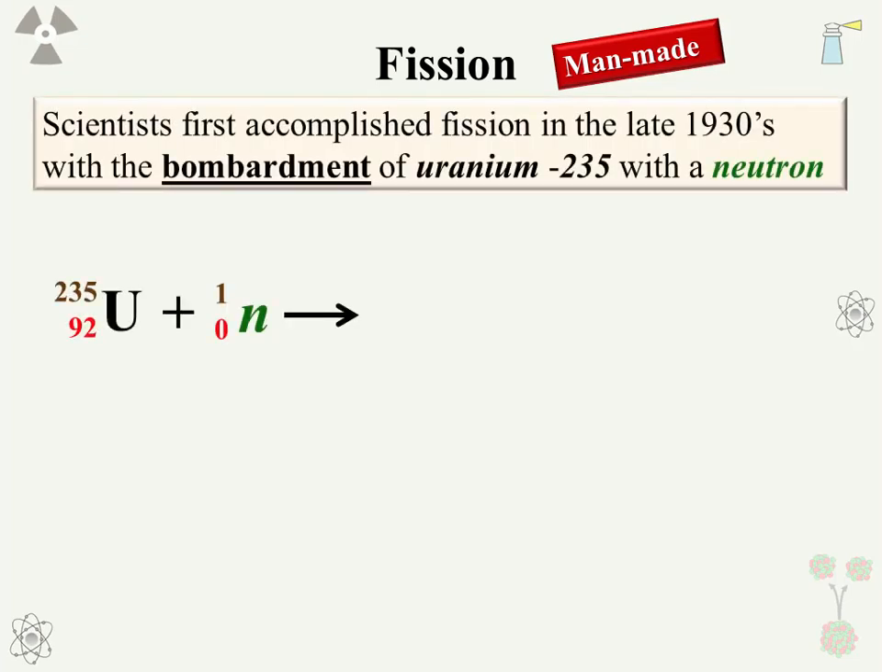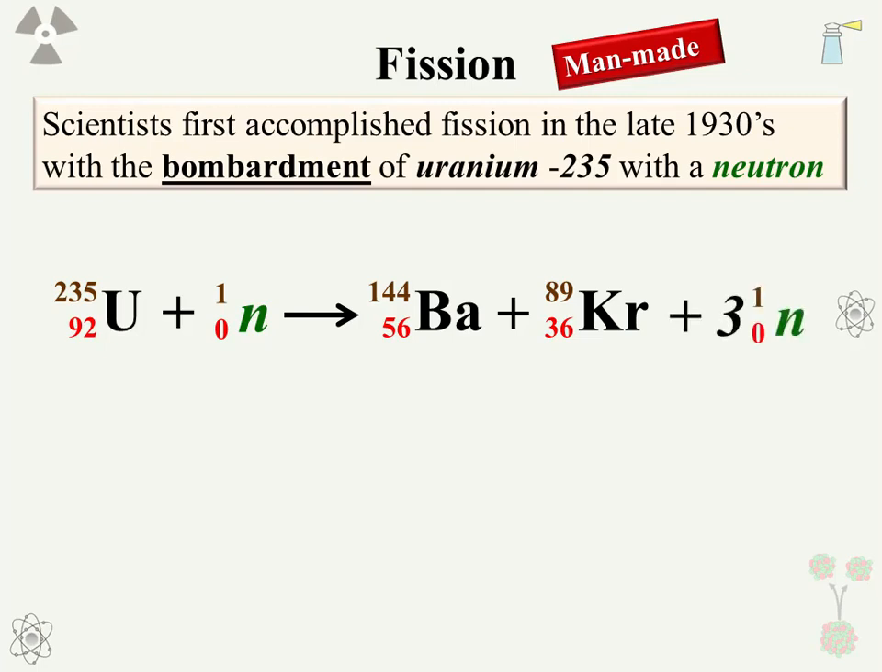Scientists first accomplished fission in the late 1930s with the bombardment of uranium-235 with a high-energy neutron. The 235 is the mass number of this radioisotope. The resulting daughter nuclei were barium-144 and krypton-89. Also coming out of this fission reaction were 3 more high-energy neutrons. 1 high-energy neutron started the process, and 3 high-energy neutrons came out of it.